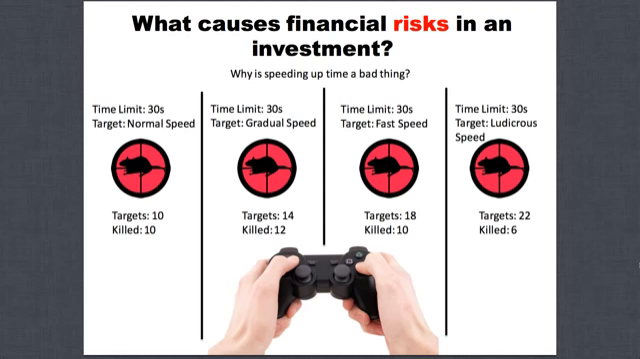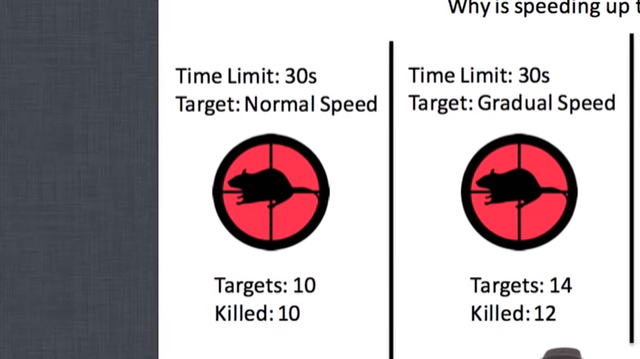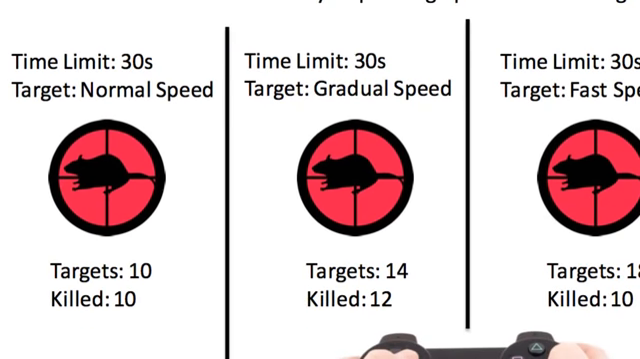Let's assume that we're playing a video game. You have 30 seconds to shoot a little rat that's running across the screen. On the far left, we're going to start off at a normal speed. Let's say that in 30 seconds, 10 rats run across the screen. Since the rats are moving at a normal speed and you're good at the game, you can kill all 10 rats.